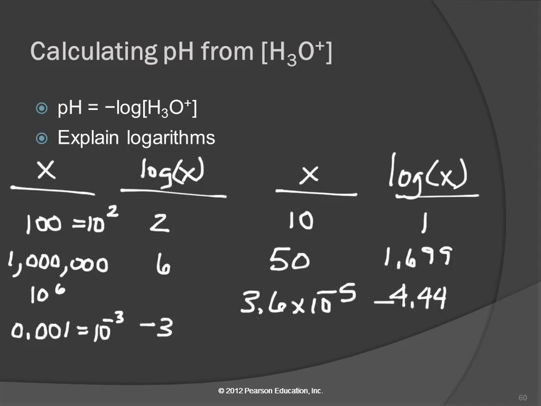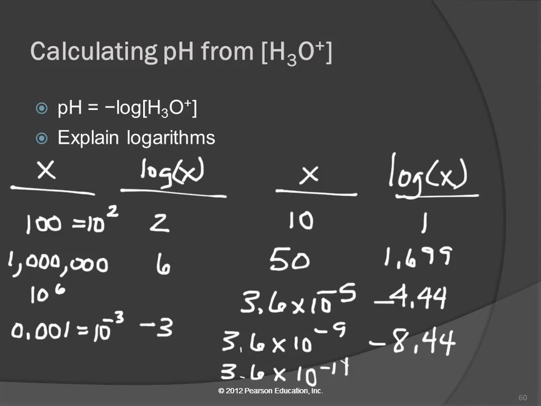Let's do another one. Let's do 3.6 times 10 to the -9. That's going to be minus 8.44. See if I'm right. Let's try 3.6 times 10 to the -14. That's minus 13.44. Is that right?